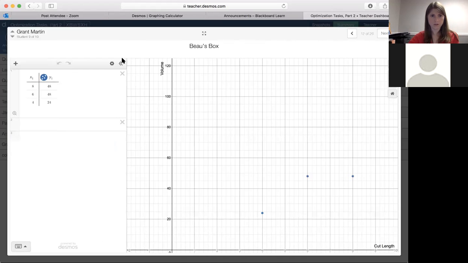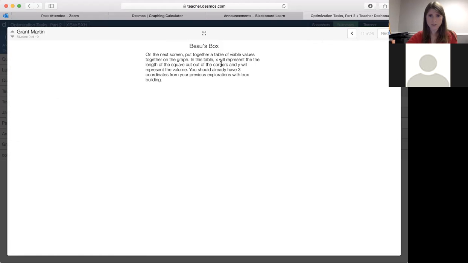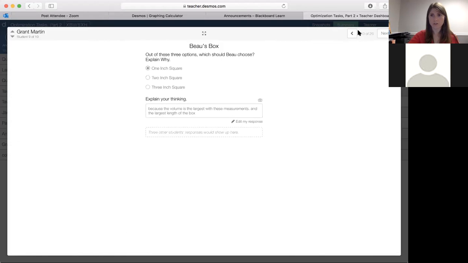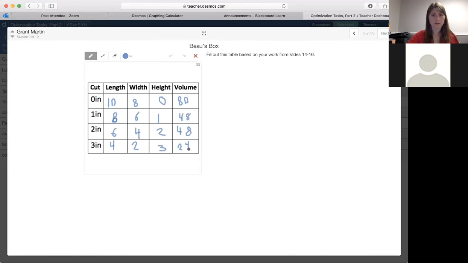I think what it tells you to do, let's see: X represents the length of the square cut and Y represents the volume. So pay attention to just that first column and the last column. So we're going to have 0, 80, 148, 248, 324, as long as all the numbers in your table are correct.